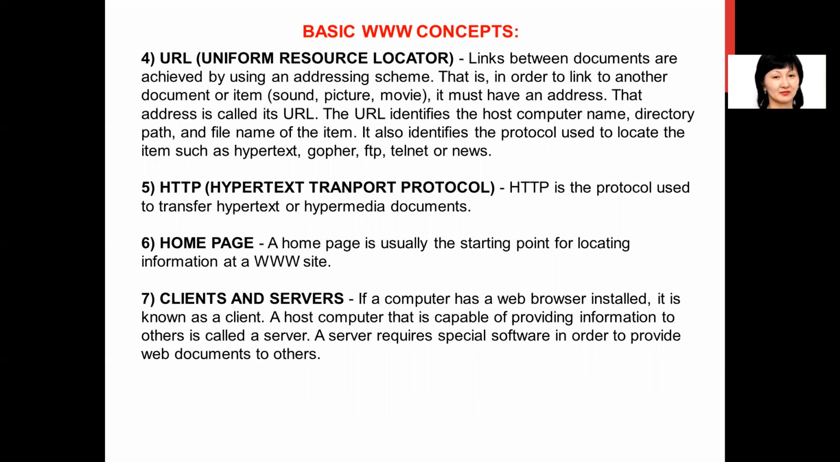Uniform Resource Locator. Links between documents are achieved by using an addressing scheme. In order to link to another document or item, such as sound, picture, or movies, it must have an address. That address is called a URL. A URL identifies the host computer name, directory path, and the file name of the item.